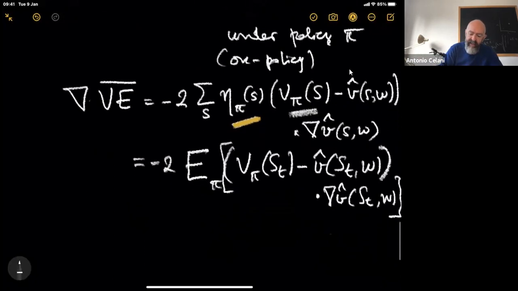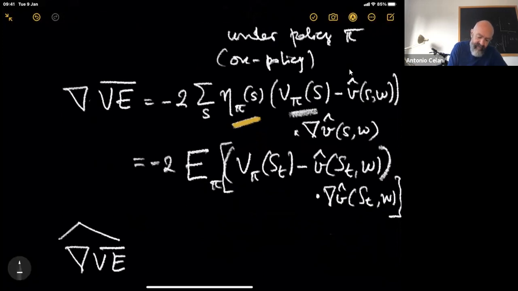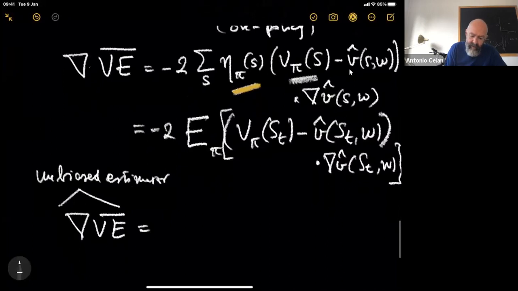So this means in practice that we can construct an unbiased estimator of the gradient of the error, which is minus 2 times this.